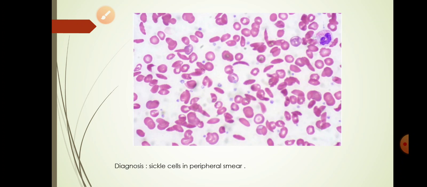This is the microphotograph of RBC morphology, normocytic normochromic. You can see few bite cells, sickle cells are seen. Among WBC, a neutrophil is seen and also platelets are seen. Diagnosis is sickle cell anemia on peripheral smear.